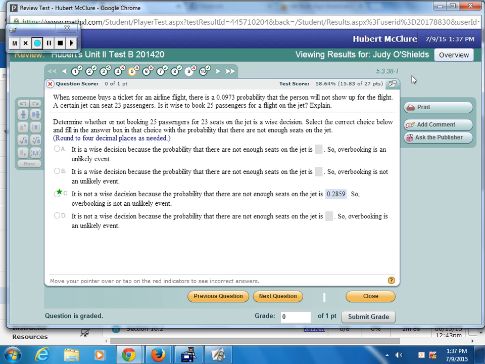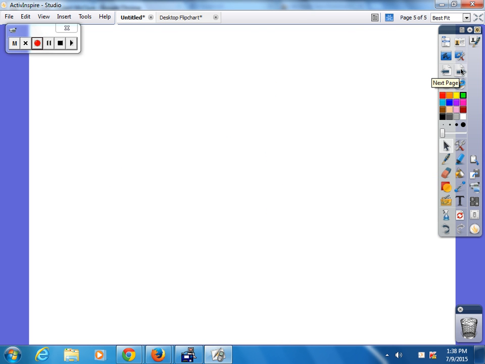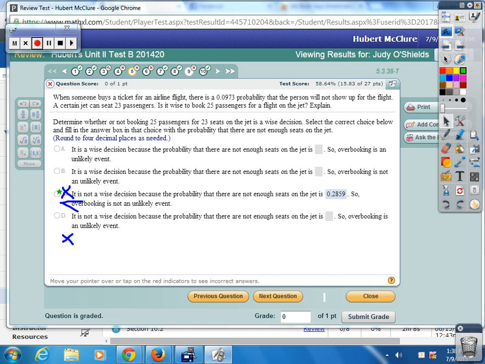5.3. Says when someone buys a ticket for an airline flight, there is a 0.0973 probability that the person will not show up. All right. When you see one of these problems, and I know it's chapter 5, the first thing you should think of when you see that not show up, what is the complement of not showing up? Showing up, right?